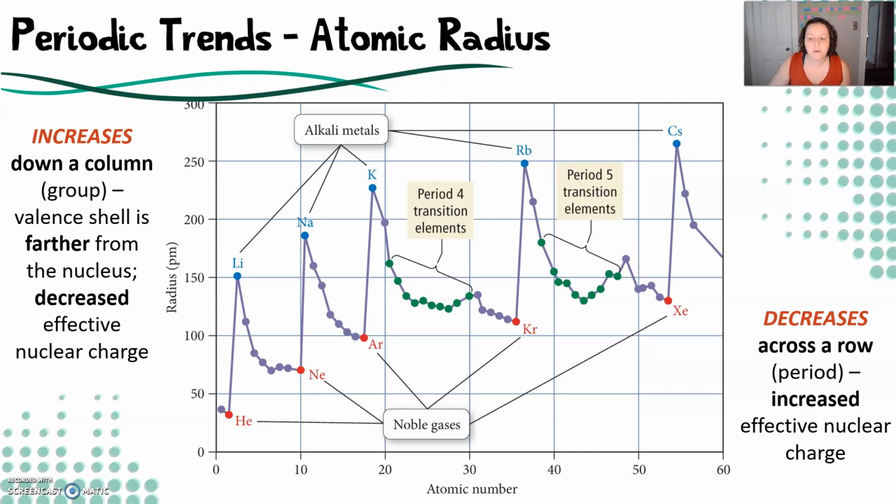However, across a row, the trend is more complicated as we see it generally decreases as we go from left to right across a row.